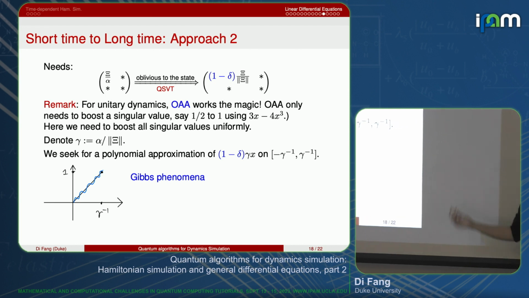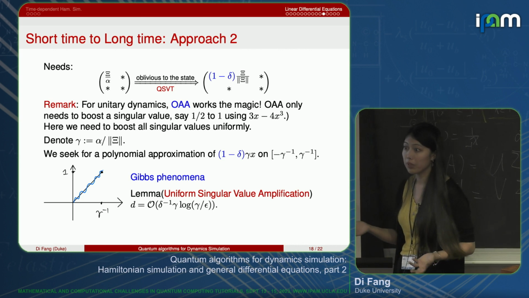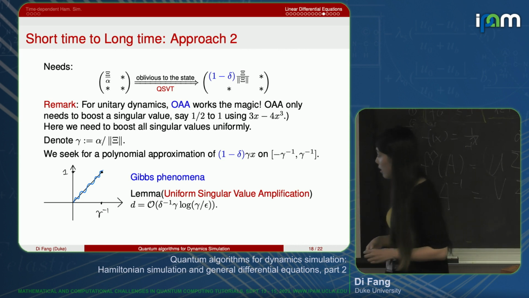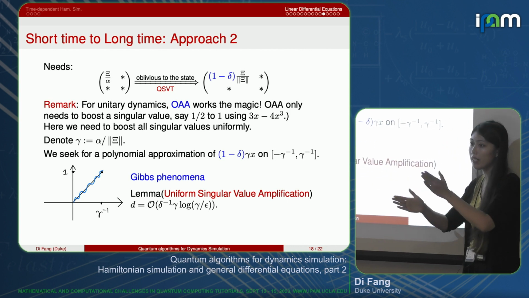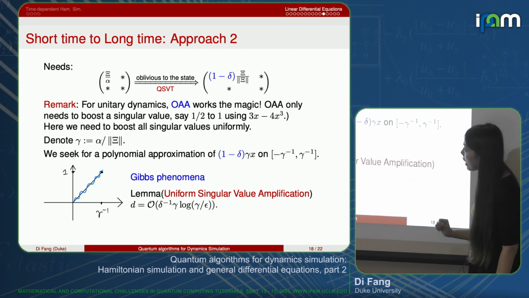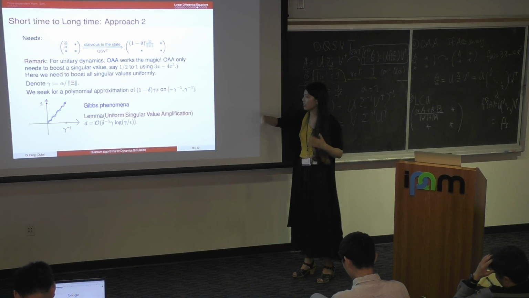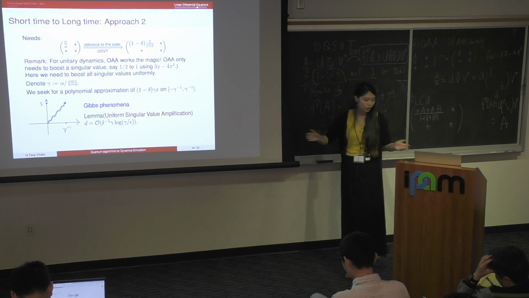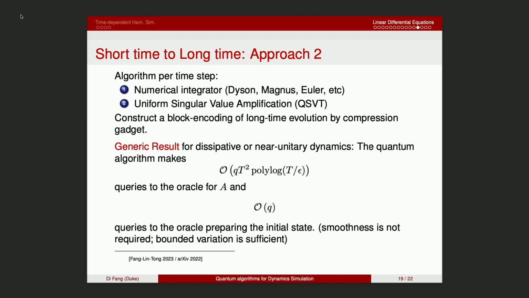So far so good, and then we find the polynomial approximation, and we get a way of amplitude amplification. This is called uniform singular value amplification, because you uniformly boost all of the singular values by the same rate, and it turns out you can prove a lemma that the degree is of this kind. Now this is just a generic way. You can use any short time integrator. I'm using this time marching strategy. So I just show you the generic result that one can have: you have linear in Q, which is expected. Unfortunately, you have T squared.